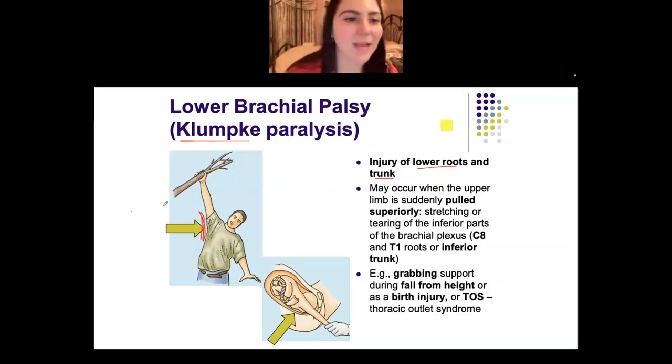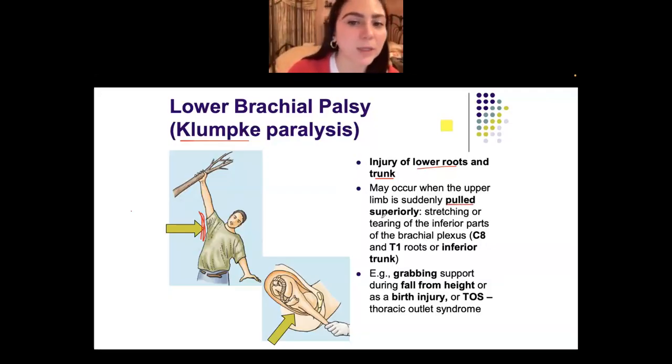So this is the same thing. They fall out of a tree, but now instead of falling on their neck, like the last example, now they grab a branch. And this is like the only way I've ever seen this asked in a question, honestly: they're falling out of a tree and they grab a tree branch. You know how it happens so fast and you just grab a branch and you're hanging? That can injure the lower trunk and the lower roots of the brachial plexus.